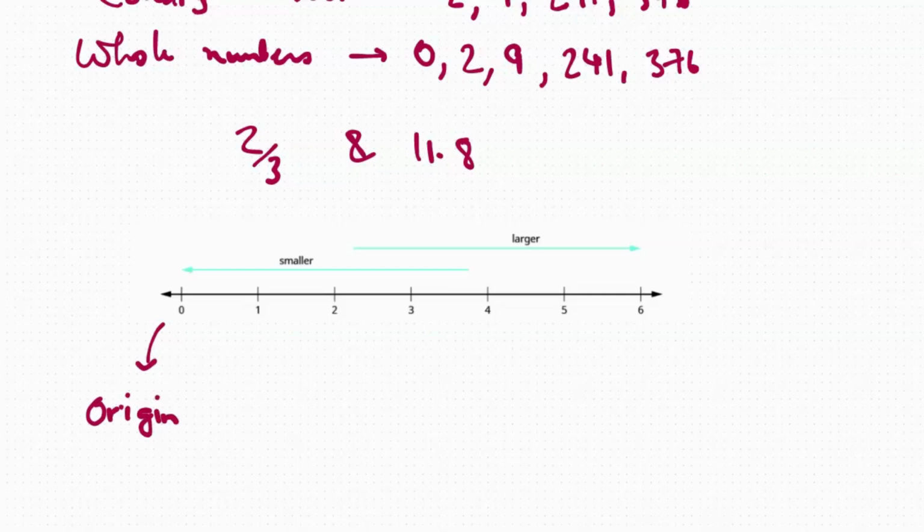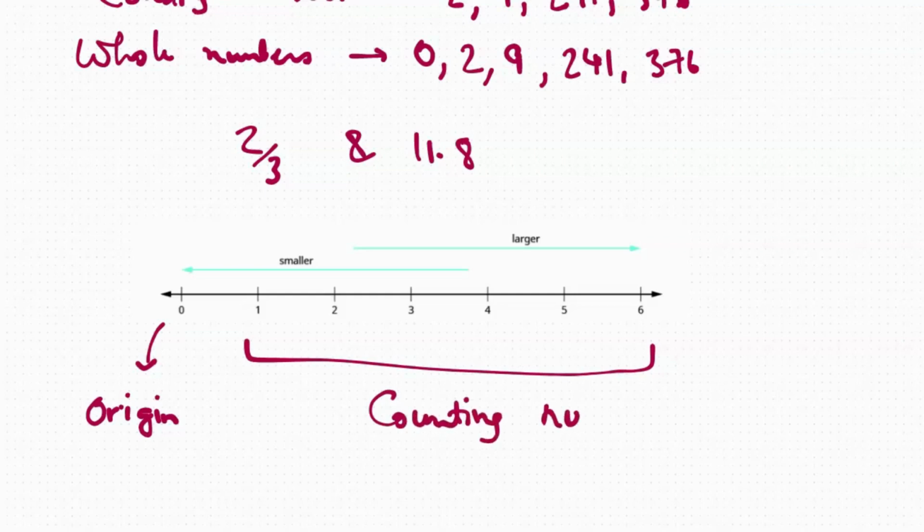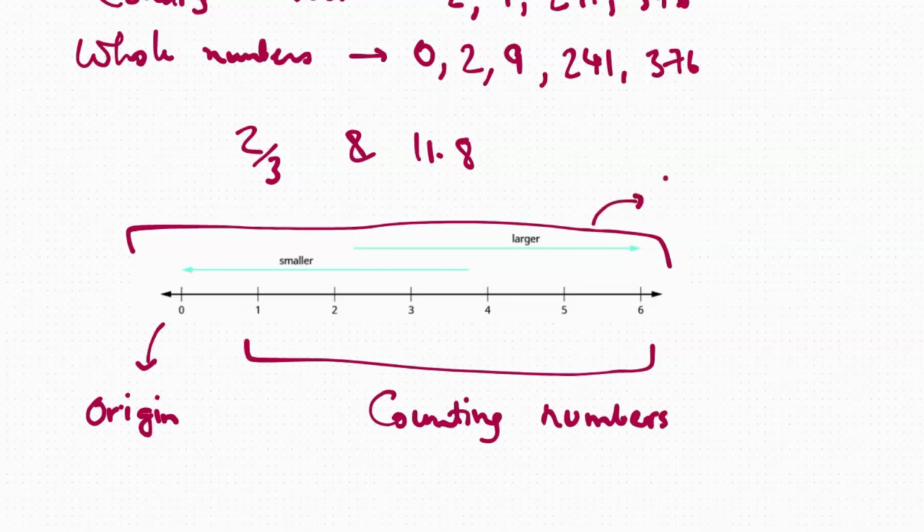The points are equally spaced to the right of 0 and labeled with the counting numbers. You can see we have 1, 2, 3, 4, 5, 6. So these numbers are counting numbers, and including 0, we call them whole numbers. Now between the counting numbers, we have decimals and fractions as well. We'll talk about these numbers later in the course.